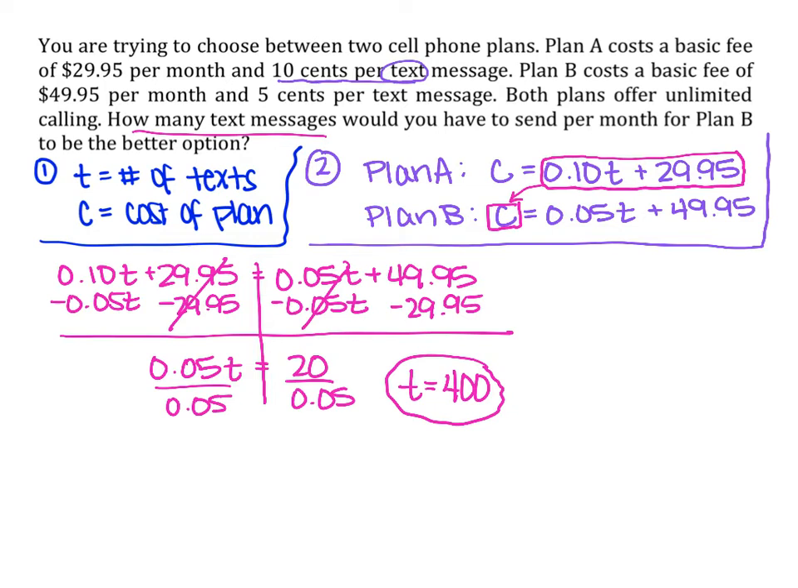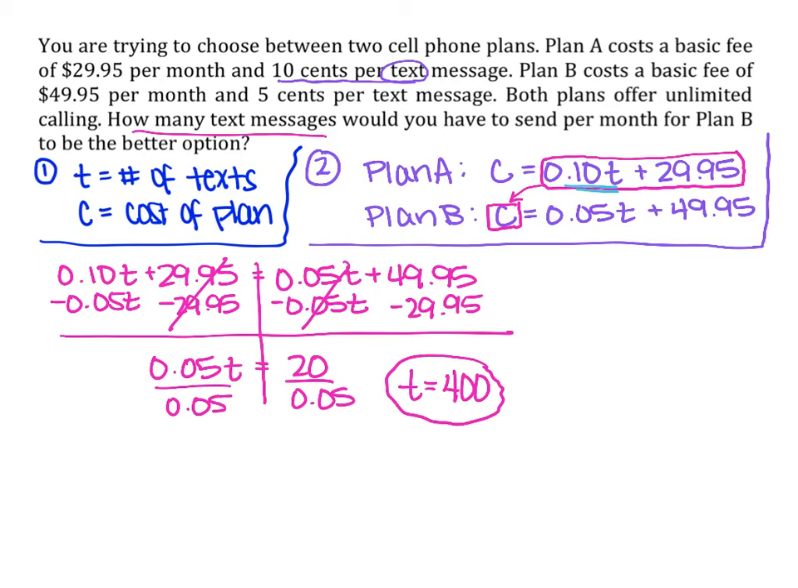What I am going to do, though, is think about it. I know the first plan, Plan A, costs more for each text message, but it started out being cheaper. The second plan costs less for each text message, but it started out being more expensive. 400 is where they were equal or even. So if T was more than 400, that would mean that Plan B, the one that is cheaper for text messages, the only 5 cents for each text message, is going to be the better option.